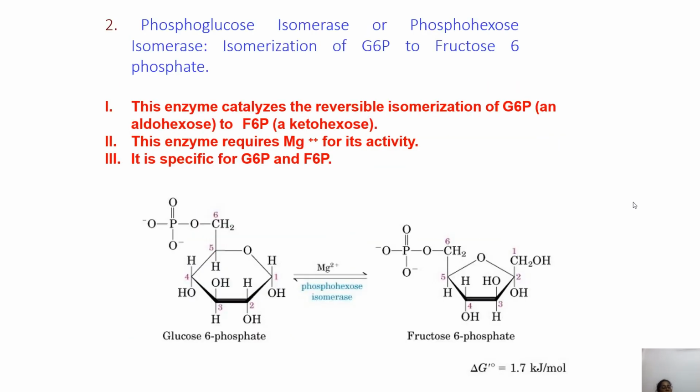Okay. Then the next enzyme will be phosphoglucose isomerase or phosphohexose isomerase. Isomerization of glucose 6-phosphate to fructose 6-phosphate. So this enzyme catalyzes a reversible isomerization of glucose 6-phosphate, an aldohexose, to fructose 6-phosphate, a ketohexose. This enzyme also requires magnesium for its activity. It's specific for glucose 6-phosphate and fructose 6-phosphate.